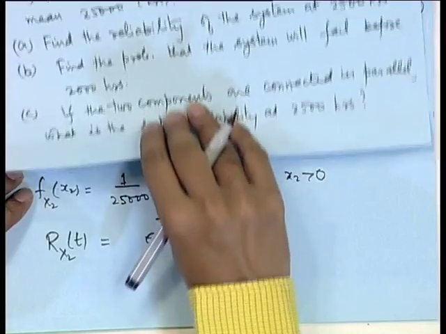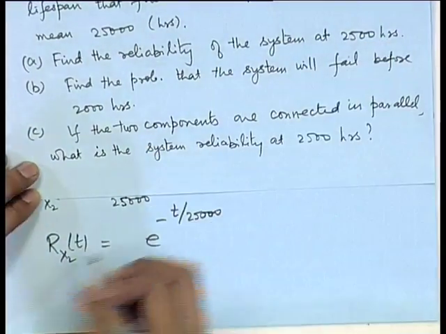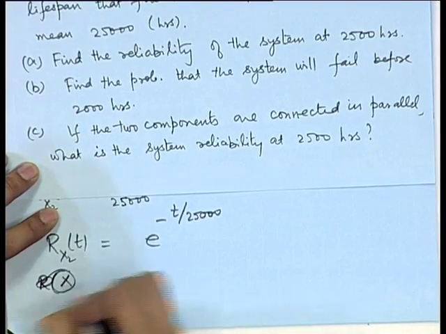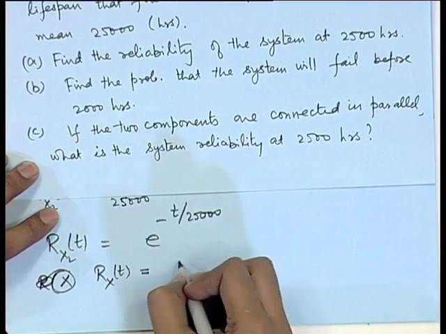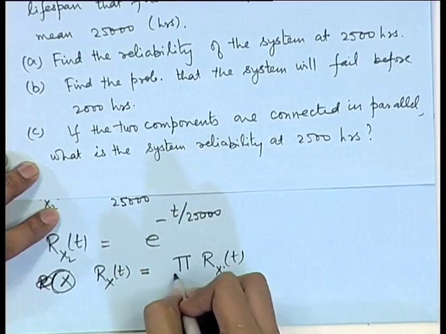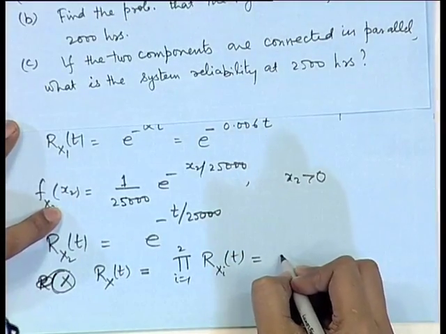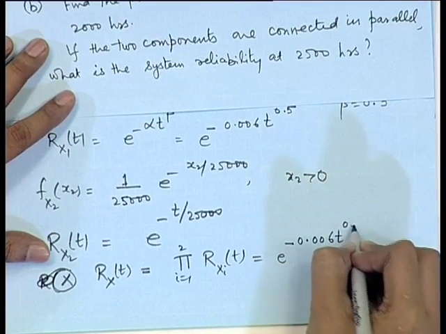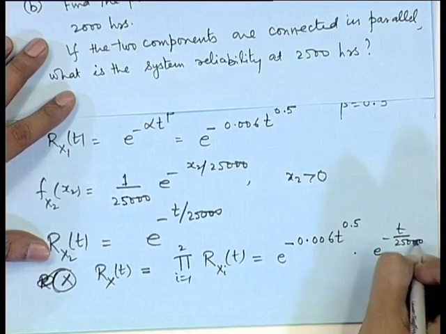Now, we are interested in the reliability of the system at 2500 hours. Suppose the system life is X. The system reliability at time t, for a series system, is the product of the individual reliabilities. So this is equal to e to the power minus 0.006 t to the power 0.5 into e to the power minus t by 25,000.